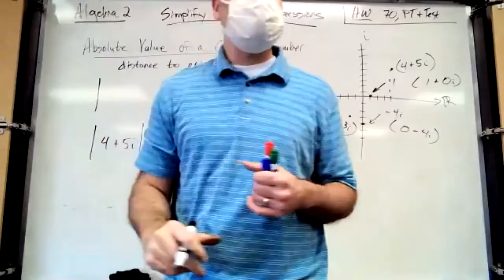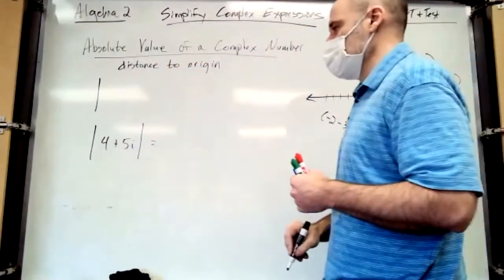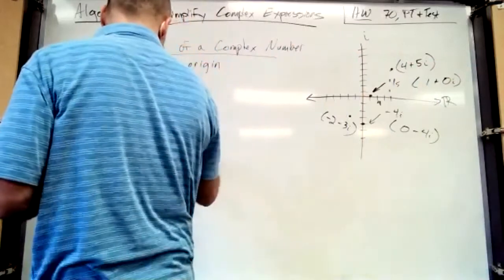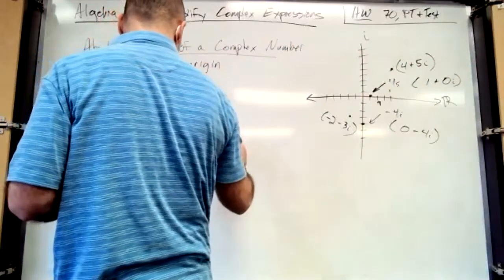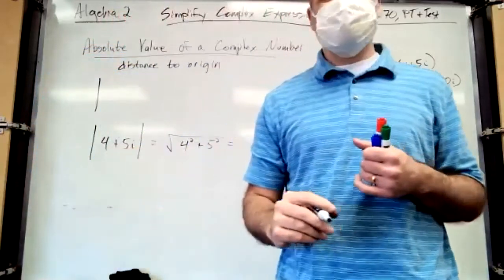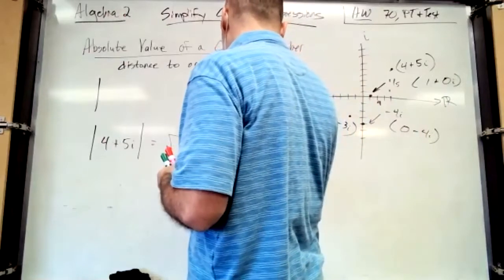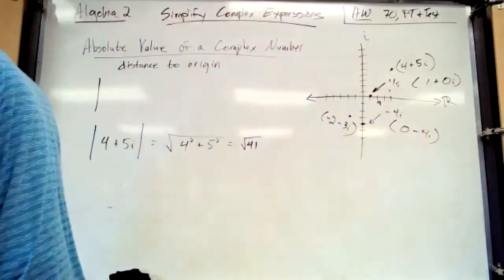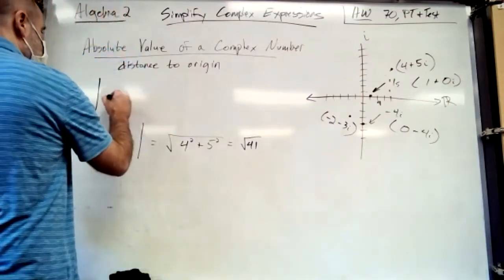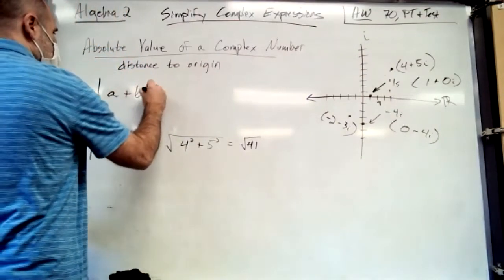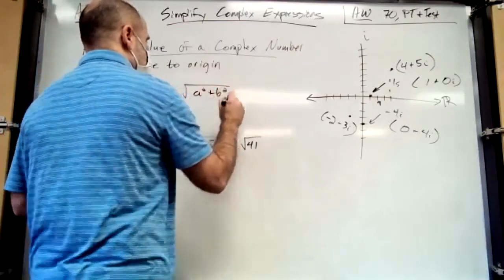Well, you already know the legs. It's 4 and 5. So it's going to be the square root of 4 squared plus 5 squared, which is 16 plus 25. So that's the square root of 41. Okay? So basically, absolute distance to the origin, so a plus bi is just the square root of a squared plus b squared.